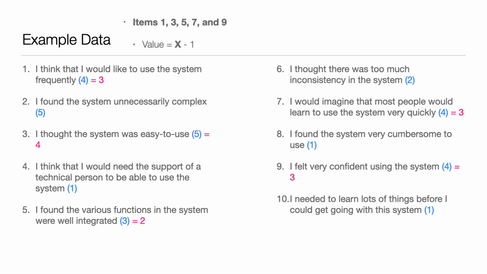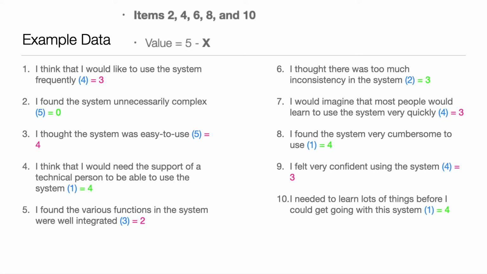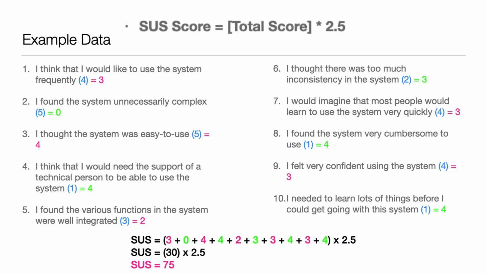So we take the first items, the odd ones, and we go value minus 1. So 4 minus 1 is 3, 5 minus 1 is 4, etc. Then we take the even numbers and we go 5 minus whatever the number is. So 5 minus 5 is 0, 5 minus 1 is 4, etc. Then, really simple maths, add them all together, times 2.5, and we get a SUS score of 75. So we are actually really happy with that. It's above our expectations. We can stop, don't worry, everything is fine. Now, in our example, I'm going to go into a bit more about this, so you'll see this very soon.